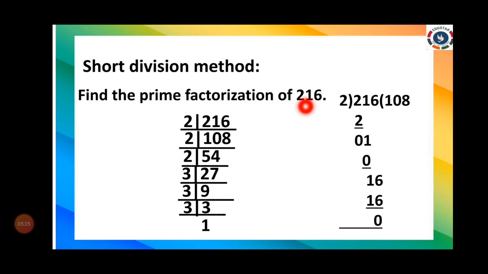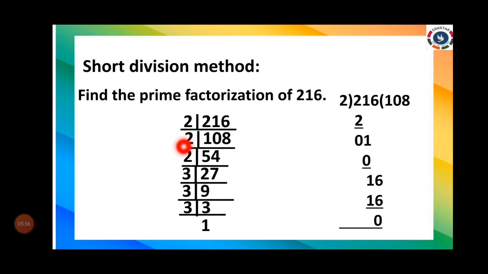So 216 is given. Already I told you that you want to use only prime numbers. So you see the ones place alone. It is an even number, which means immediately use only 2. So divide the value. How many 2's are there in 216? 108. So divide the value separately and write the quotient here. Otherwise you can do it directly. 108.